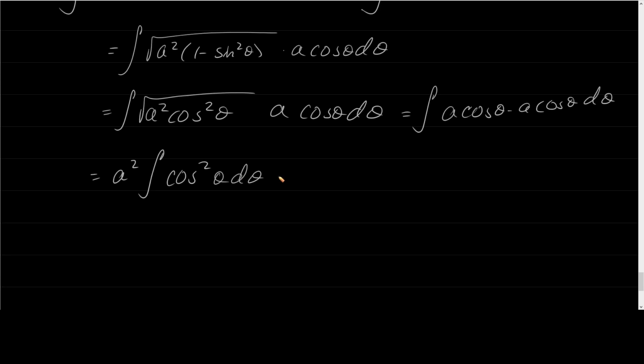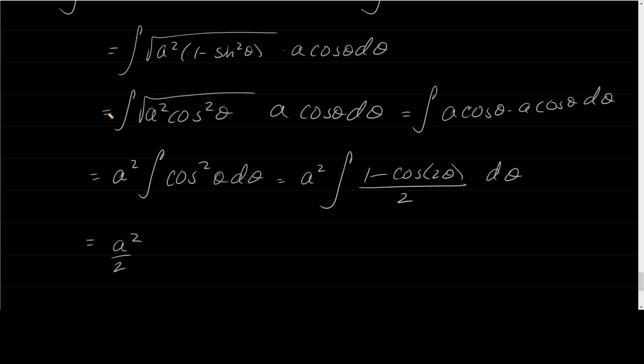Now, at that point, notice that we have an even power of cosine. An even power of cosine means that we need to use the power reduction formula. The power reduction formula applied to cosine squared gives us the integral of 1 minus cosine of 2 theta over 2 d theta. So I end up with a squared over 2. By the way, throughout this whole time, a is just a constant, right? That's why I'm able to pull it out and treat it as if it was just a number. So a squared over 2 times the integral of 1 minus cosine of 2 theta d theta.